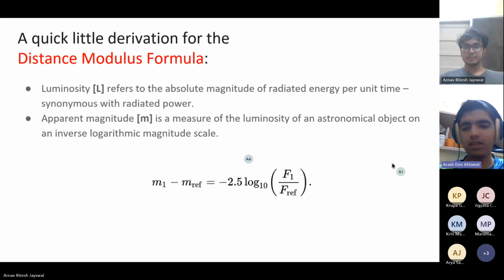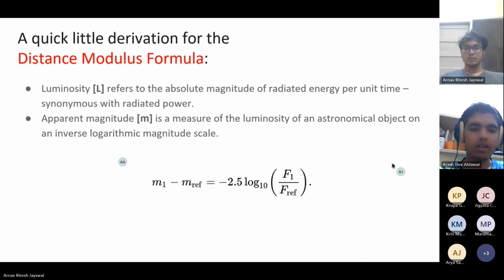Now this was a made up scale, and this was an inverse logarithmic scale. So don't get confused. If the apparent magnitude is negative, it means the object is brighter. So keep that in mind, because you'll find the brighter objects have apparent magnitudes that are negative. We get the formula. The constant is 2.5. This was derived by Leavitt.